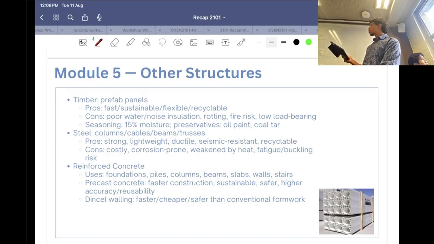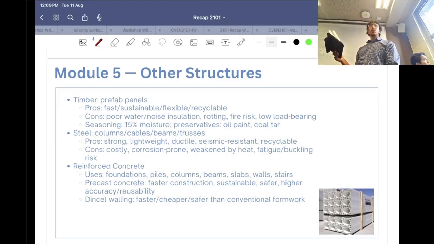Reinforced concrete is the last one we talk about in Module 5. This one is based more on foundations, piles, columns, beams, slabs, walls, and stairs. The good thing about concrete is we do have precast concrete. So they cast it beforehand and then they can place it in position. So that's faster construction, more sustainable, safer, higher accuracy, and very reusable.